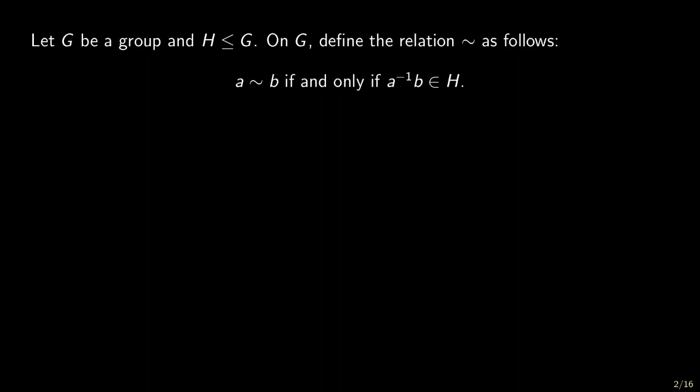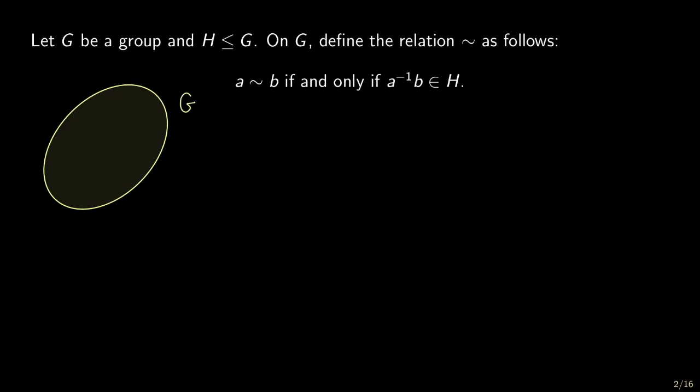To illustrate, let me draw it for you. Let's say this is G. Then I get a subgroup H. So let's say this is H. How can I know if two elements are related? Let's say this is A and this is B. How will I know if A and B are related under this relationship? It is required that when I multiply A inverse times B, the product lands inside H for them to be related. If A inverse B is found somewhere else, outside H, then they are not related.